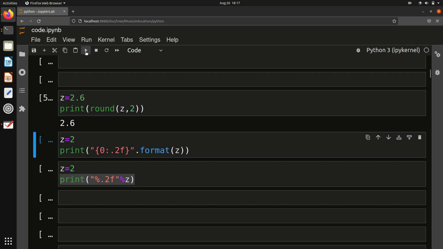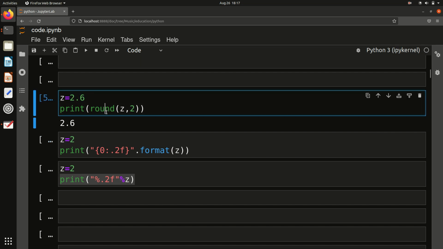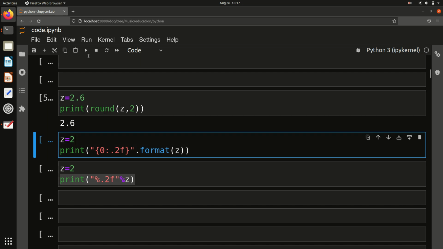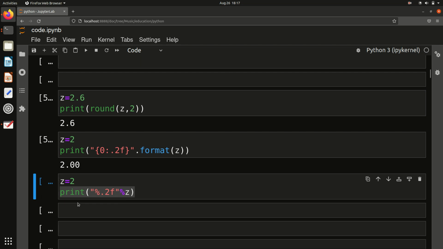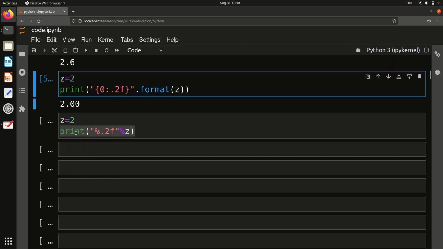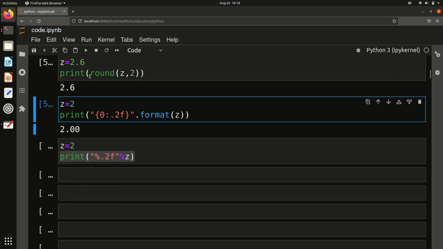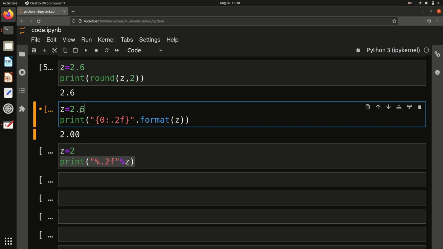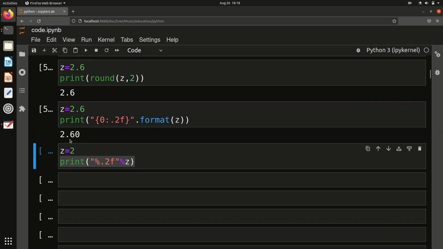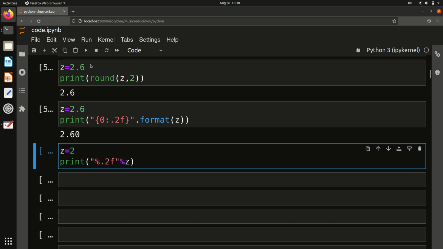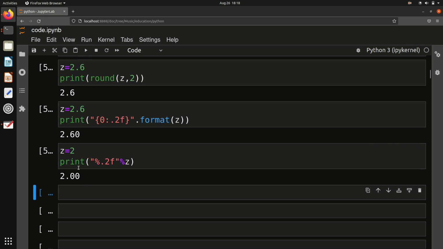Let me show you. You can see the value is 2.6, and after doing the round, we still got 2.6. But what we wanted was 2 places after the decimal, and there is only 1. But if you see here, although the value is 2, we are getting 2.00. And if I do 2.6, you can see 2.60. Similarly, you can try here also.